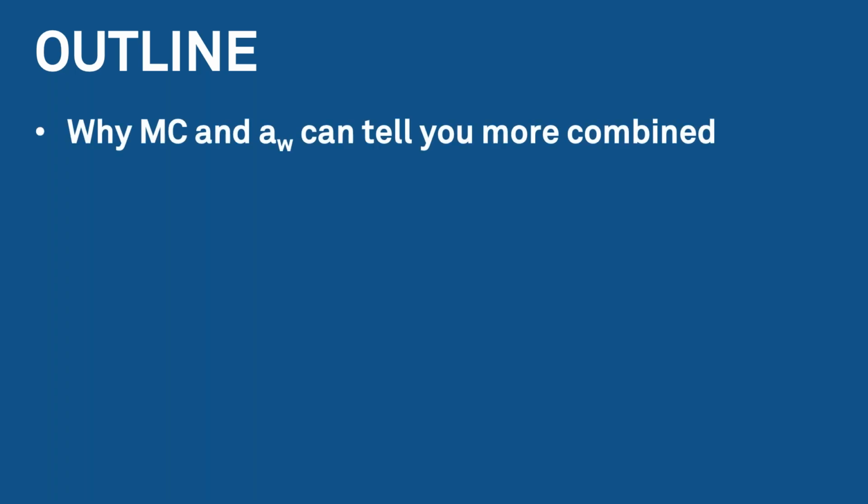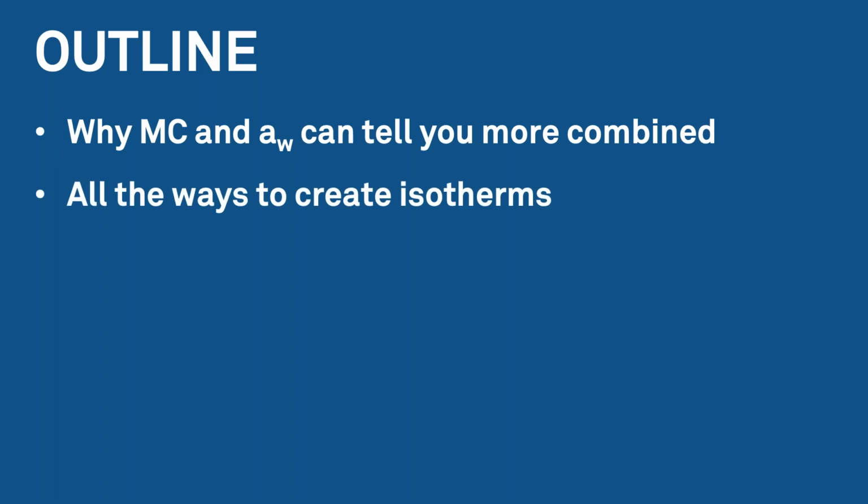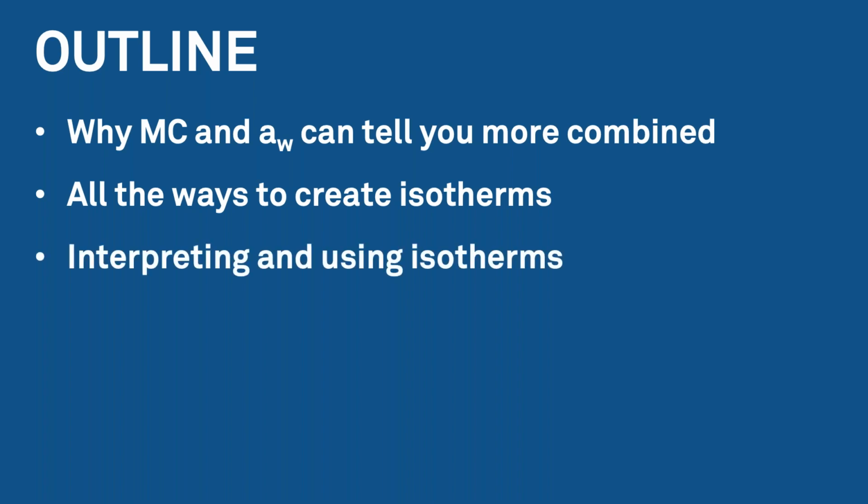This first slide is just an outline. I just want to show you the direction that we're headed today. So we're going to start off by talking a little bit about moisture content and water activity separately, and then show you how we can know more once we combine these two measurements together. Then we're going to be moving through all of the different ways that you can create isotherms, talking about some traditional and classic methods, as well as DVS and then DDI methods.